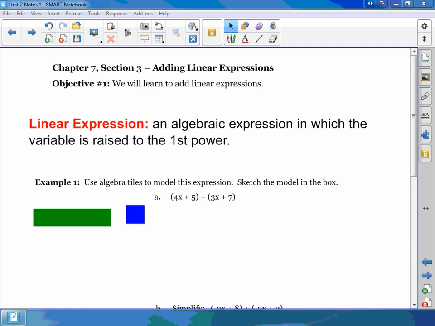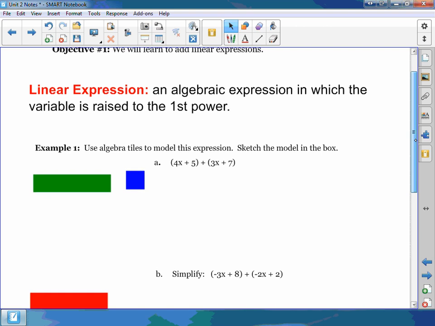All right. So let's talk about this. How many of you actually have the definition written already for linear expression? I just put it up there, so I didn't give you much time to do that. All right, for those of us that have it written, great. If you don't, let's get caught up here.